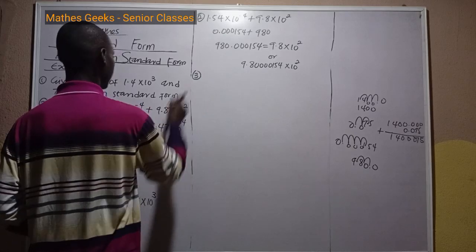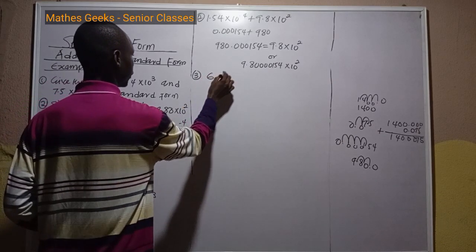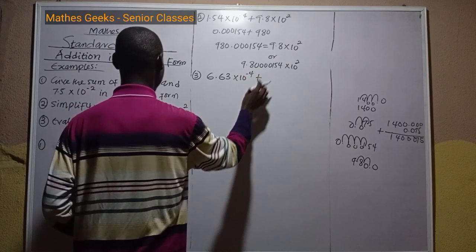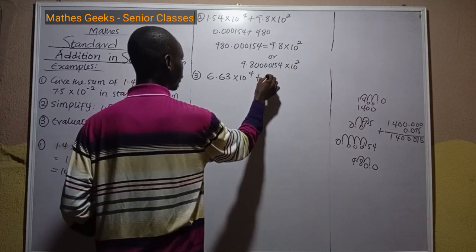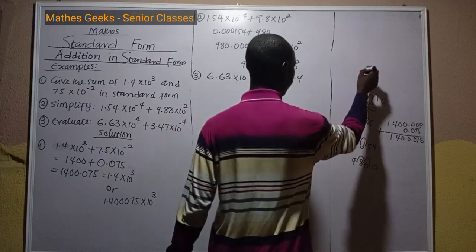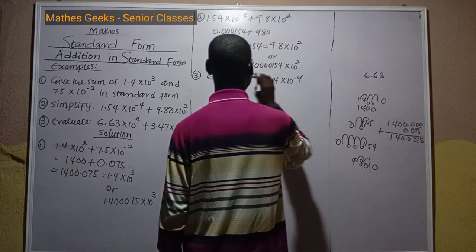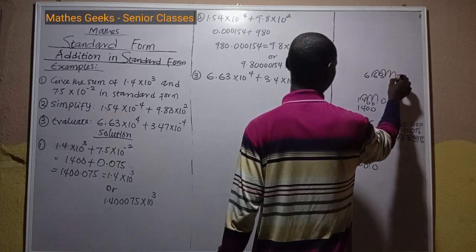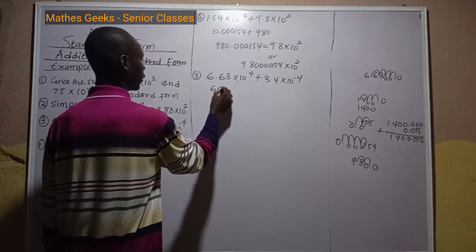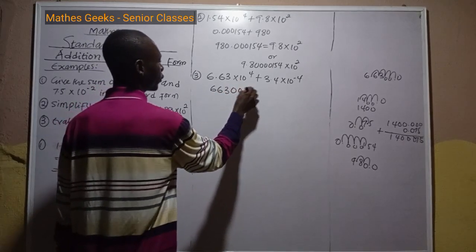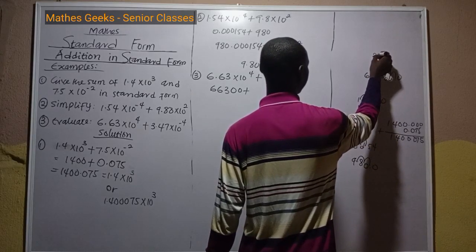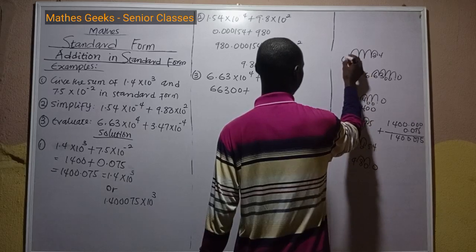Number 3: evaluate 6.63 times 10 raised to 4 plus 3.4 times 10 raised to minus 4. For 6.63 times 10 raised to 4, move forward 4 times: 1, 2, 3, 4, which gives 6,630. Then for 3.4 times 10 raised to minus 4, move backwards 4 times: 1, 2, 3, 4.